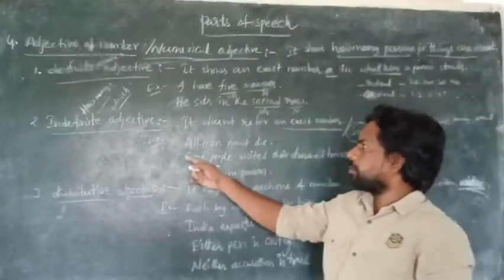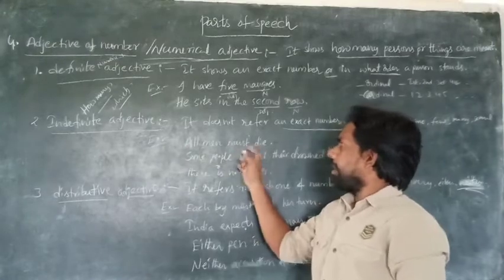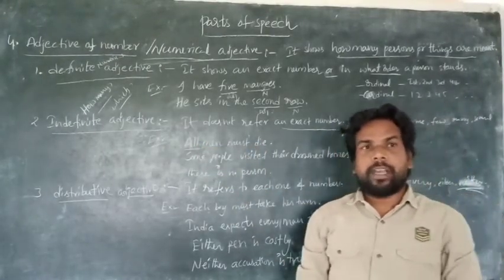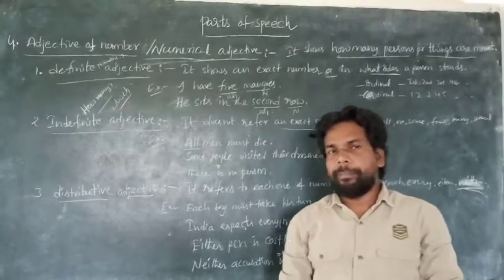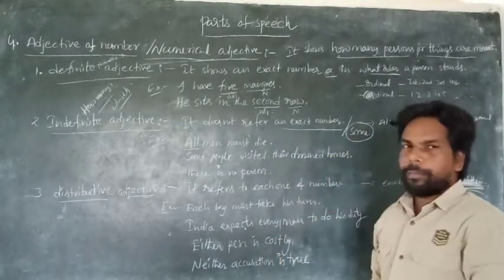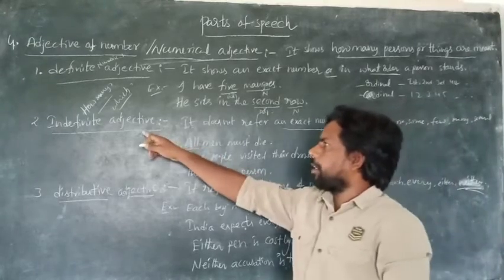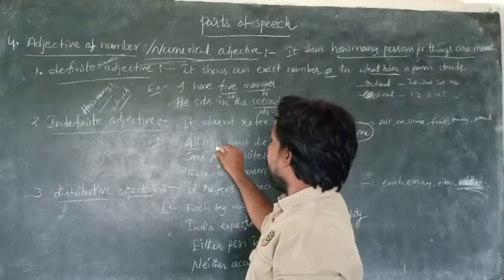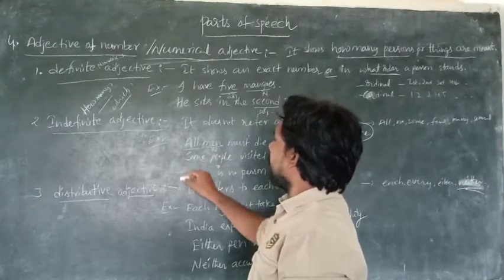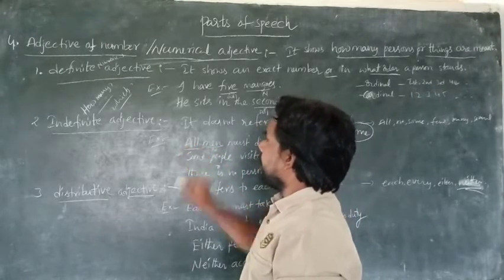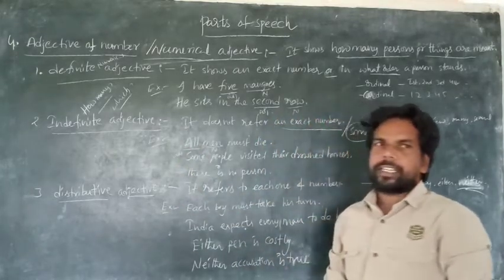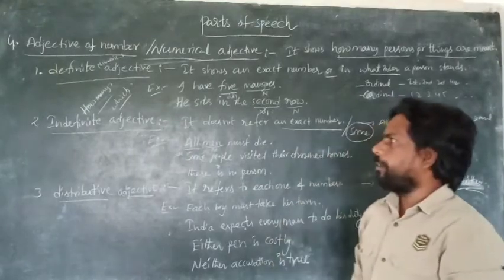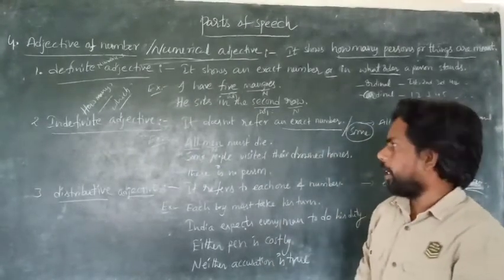Here, see. All men must die. How many men? We don't know the exact number. All men must die. Here All is called an indefinite numerical adjective, because man is a noun and All is an adjective. It shows not an exact number, so it is called an indefinite numerical adjective. Is it clear?